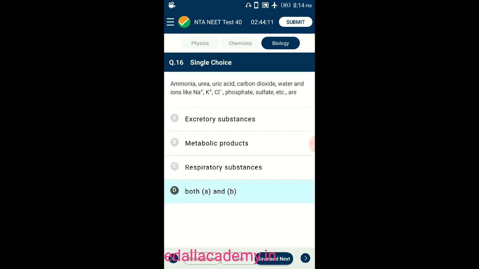Ammonia, urea, uric acid, carbon dioxide, water and ions like sodium, potassium, chlorine, phosphate, sulfate, etc. are excretory substances and metabolic products. So the correct option for this question is option D.